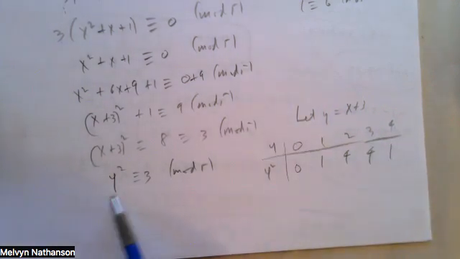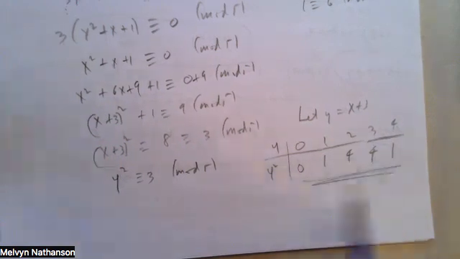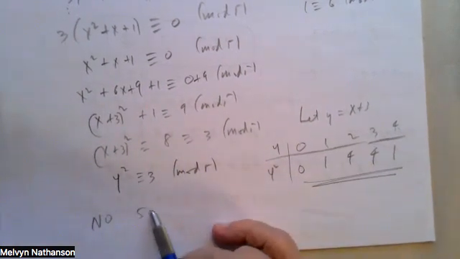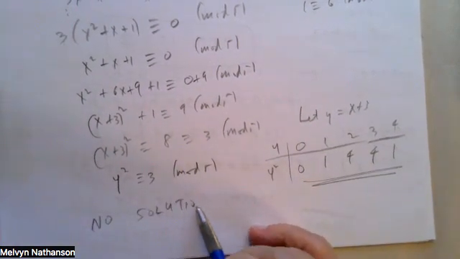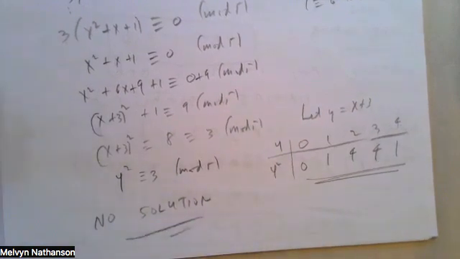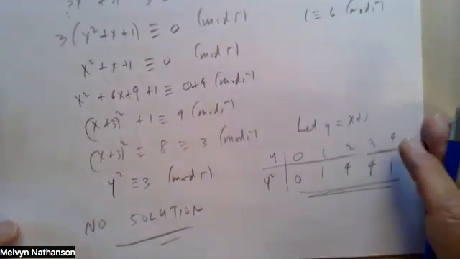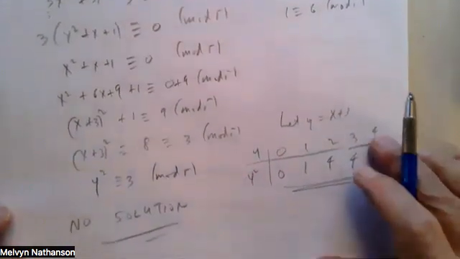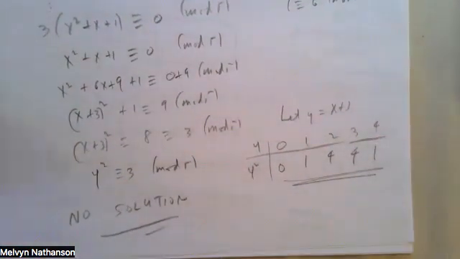So among the squares, you don't see a 3 over here. So this equation also has no solution. Huh. That's bad luck for us. We're trying to solve these quadratic equations, and they don't always have a solution. In these first two examples I picked, there is no solution.